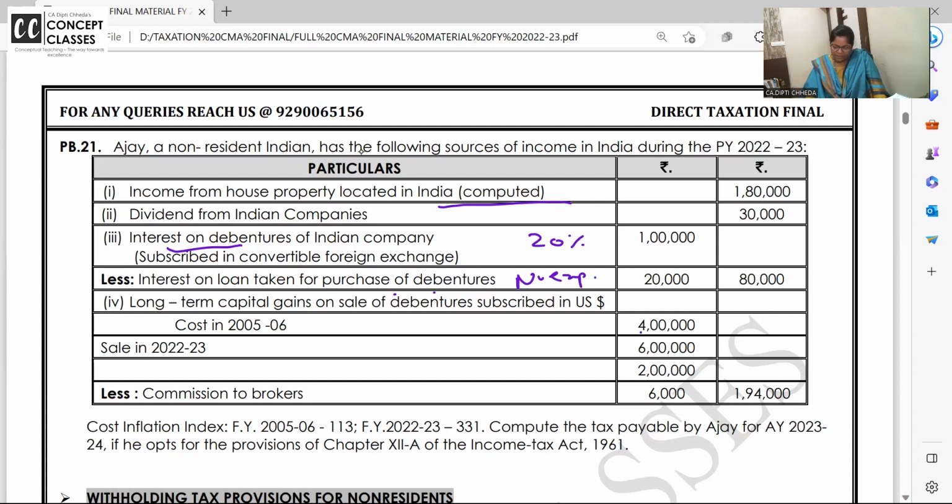Cost is given, sale consideration is given, commission is given, index rates are also given. Compute the taxable income if he opts for chapter 12A. Are you getting this? Other than this investment income, other income is also there for the NRI.